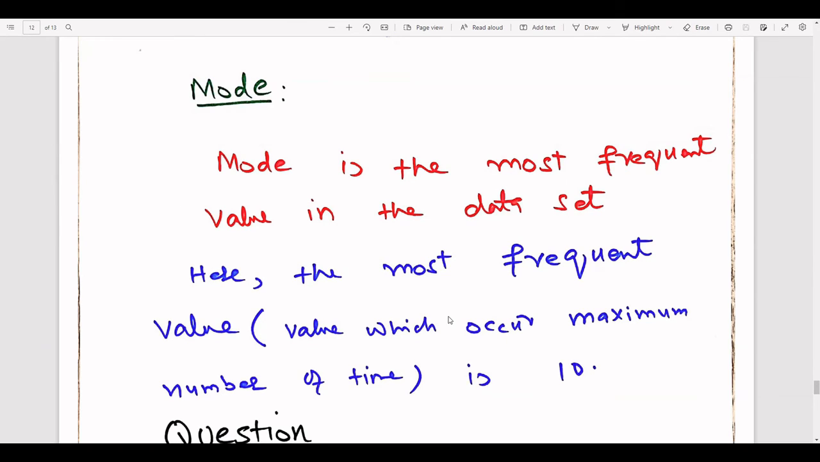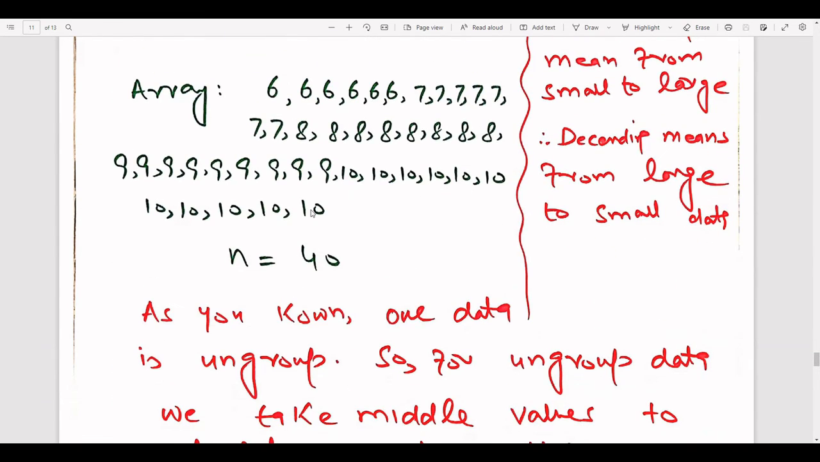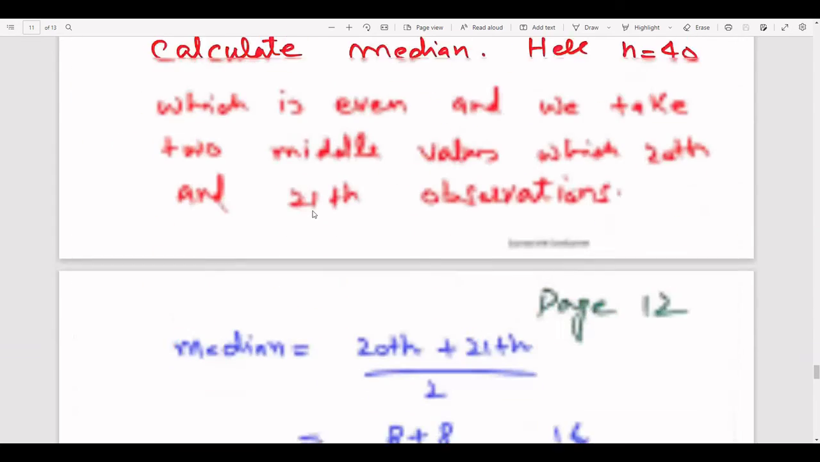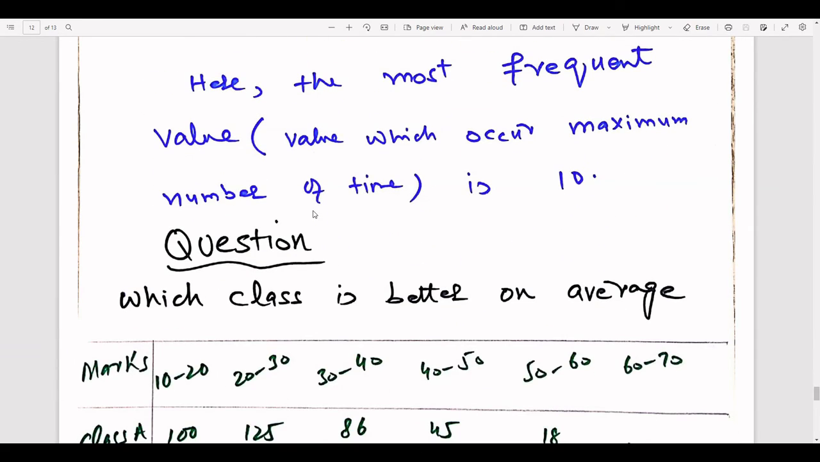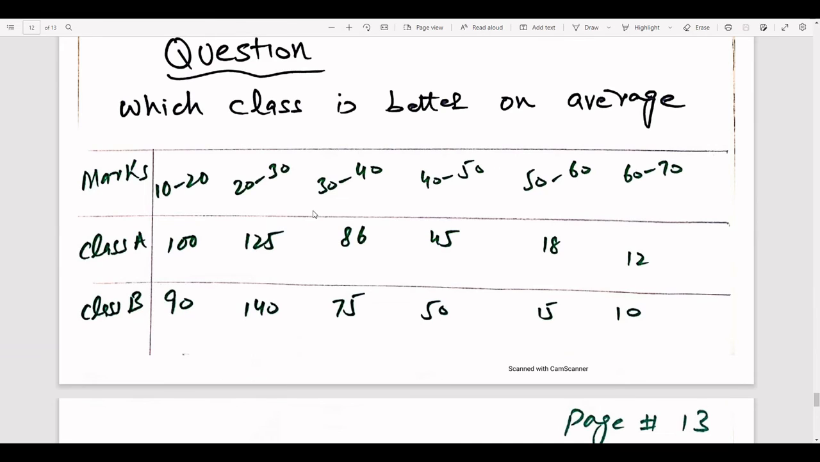Now we calculate the mode. What is mode? Mode is the most frequent value in the data set. The most frequent means the value which occurs the maximum number of times. Here, in our data set, 10 is the most frequent value, occurring 10 times. So the most repeated value, or most frequent value, is 10. So in this case, 10 is the mode. Now we move to the next question.